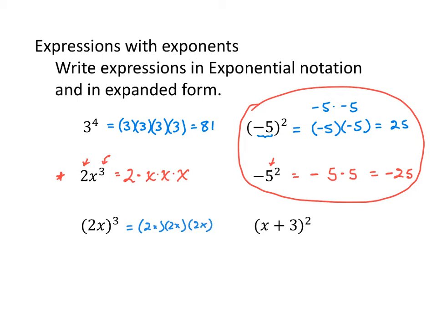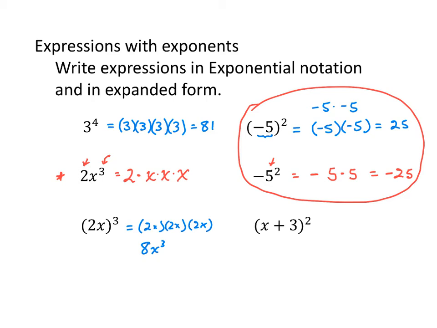That is different from the problem above, where the 2 and the x were not in parentheses. If we were going to simplify this, then there would be 3 2's multiplied together, not just 1. It would be 8x to the third, which is different from 2x to the third. So keep in mind, the parentheses matter. It does make a difference.